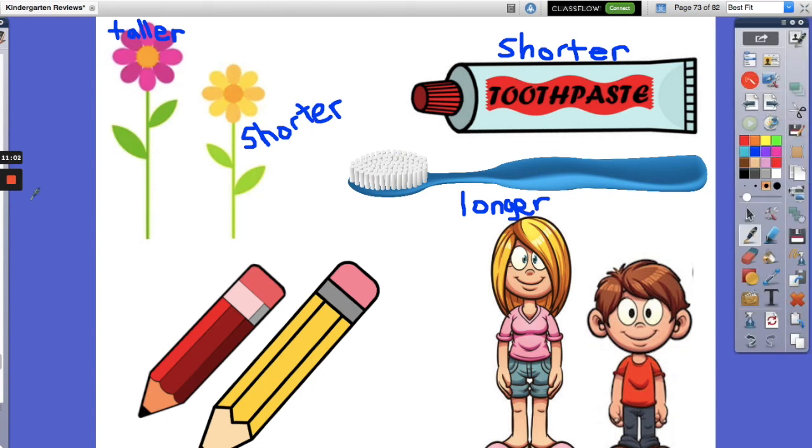Great job, friends. You've worked hard using that vocabulary to explain and describe length. And that's something you're always going to do forever. When you look at objects, you're going to think about how long or how short or how tall it is. So, great job. Keep up the hard work.